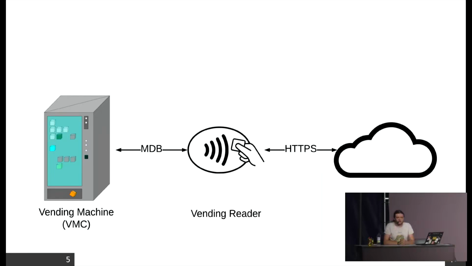The architecture of these systems usually looks something like this. We have our vending machine, also called the vending machine controller, and this one communicates over MDB, a serial protocol, with the vending reader. This one does the actual payment, and to do this it communicates with a backend via HTTPS, where the transactions are done with a cloud-based system.